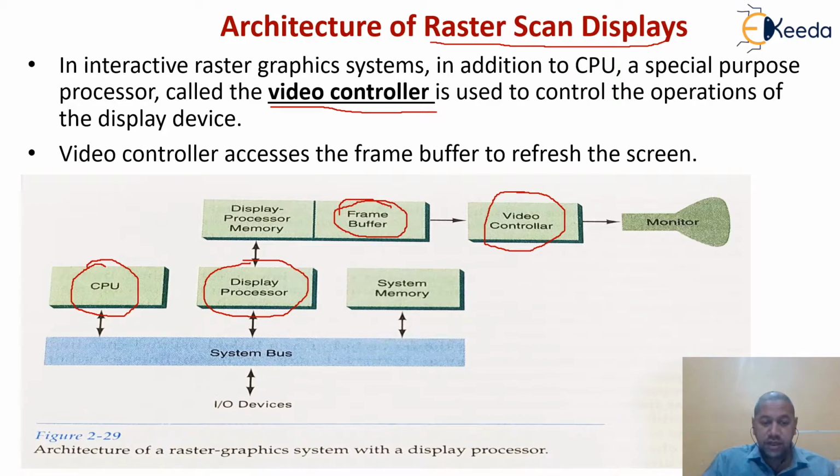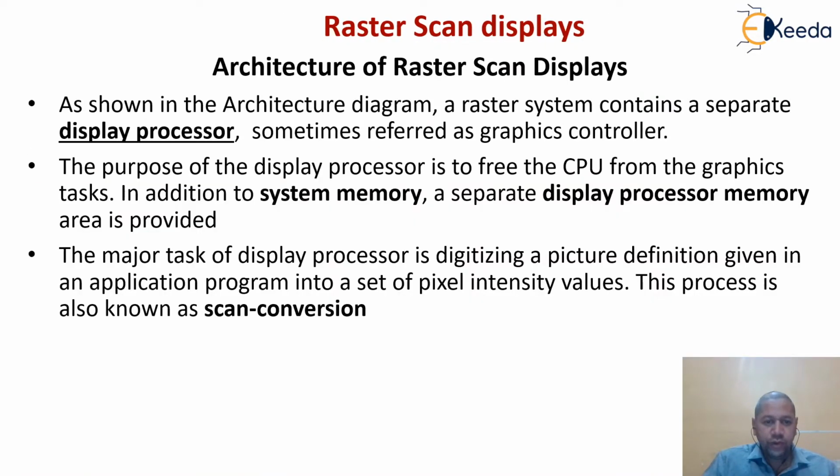System bus, I/O devices. So the additional thing we have in the raster scan display is the display processor, its own memory, a frame buffer, and a video controller. I'm moving to the next slide to continue with the discussion of the display processor. We are continuing with the architecture of the raster scan display. Now we will learn what is meant by the display processor.